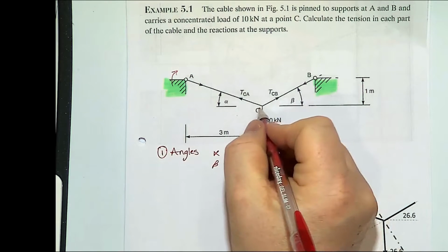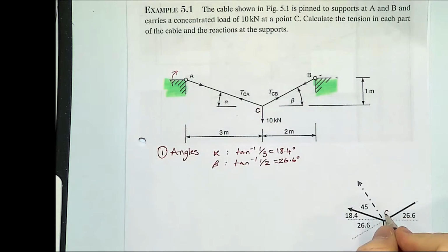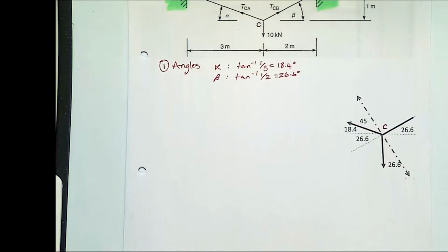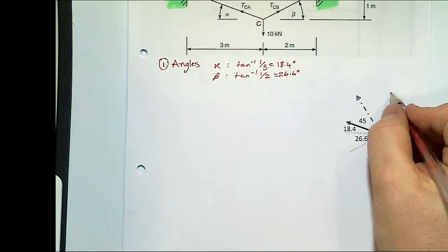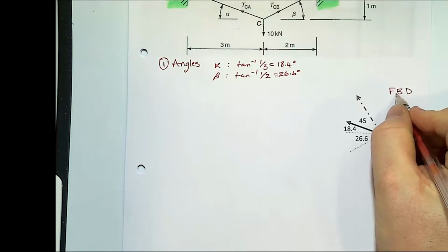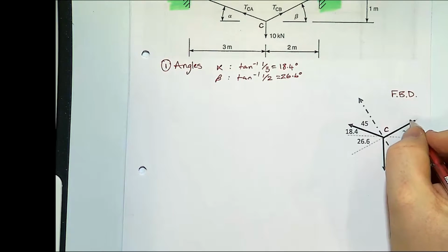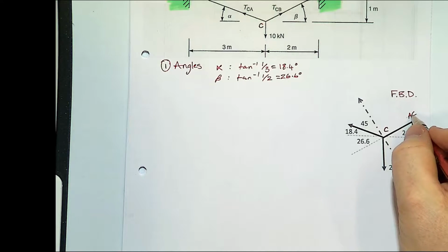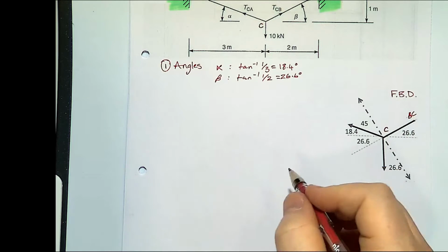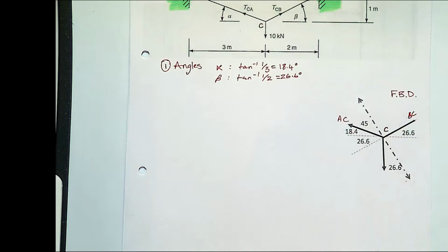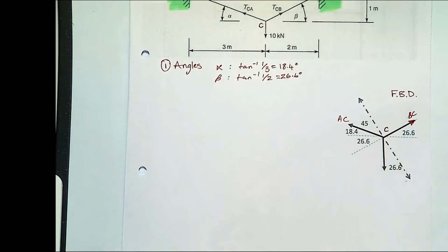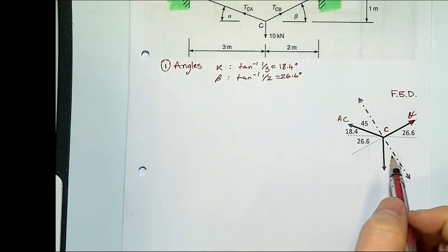And if you analyse point C, here's my free body diagram. That's my cable BC. That's my cable AC. I can draw in my assumed arrow directions.